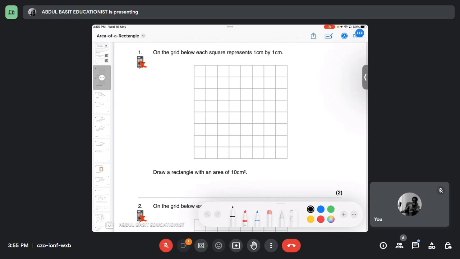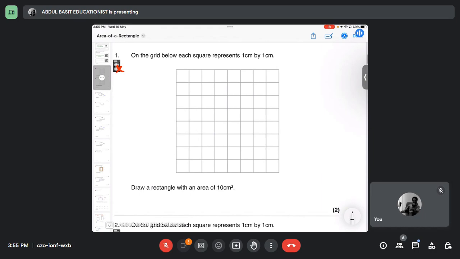It says that on the grid below each square represents 1 centimeter by 1 centimeter. Draw a rectangle with an area of 10 centimeters. So area of the rectangle is equal to length into breadth.